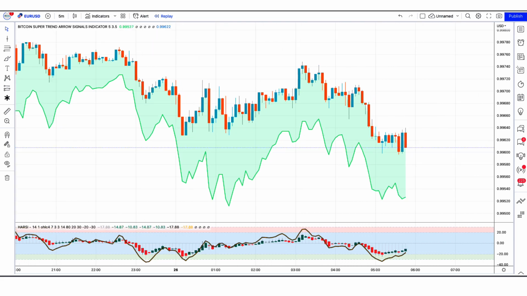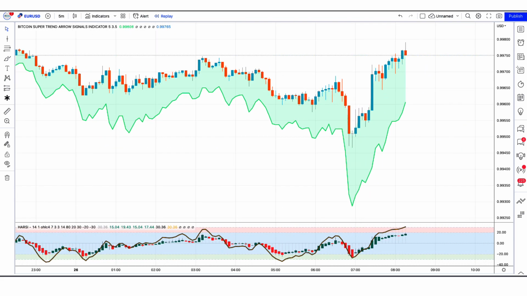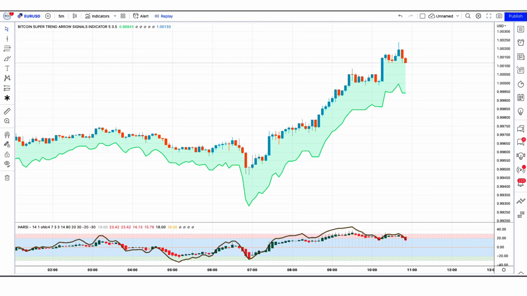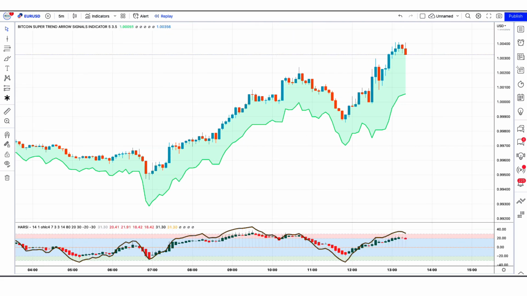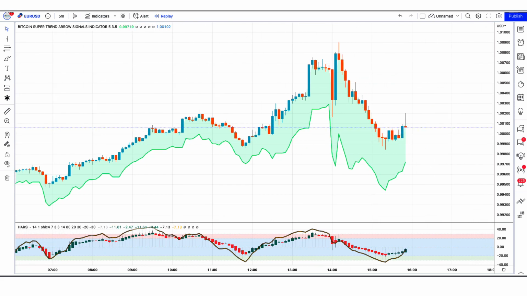Even if you trade in the stock market, whether you trade in commodities, whether you trade in futures and options, Super Trend is going to help you a lot.